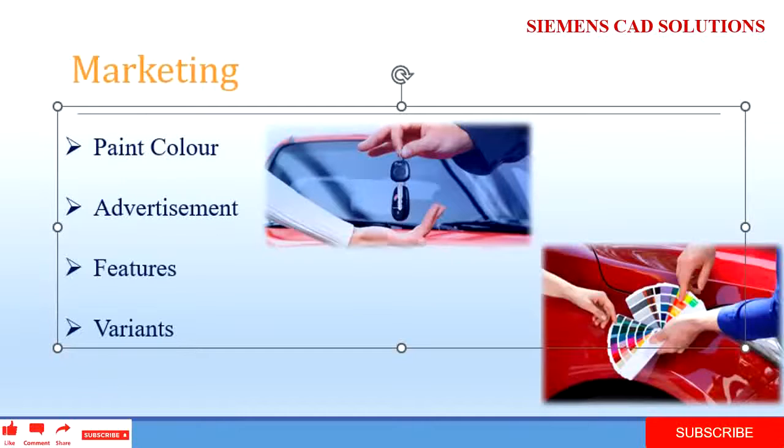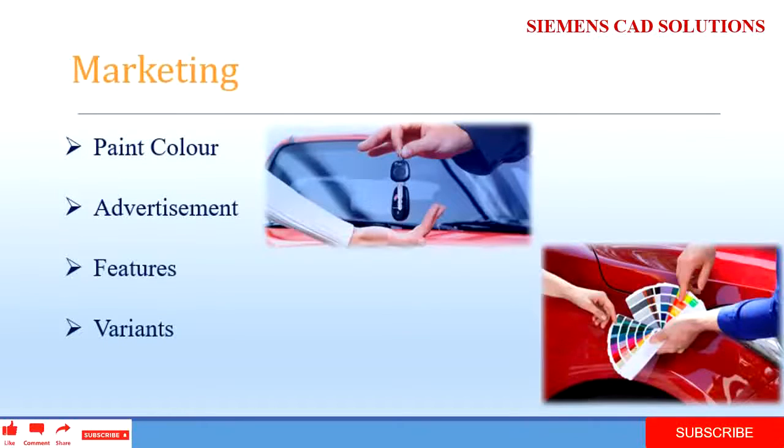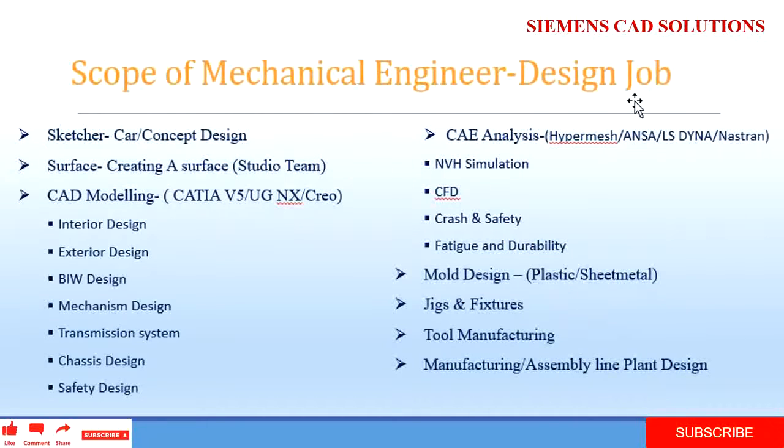So this slide talks about the scope of mechanical engineers in design. In general, we get to know about only design, where the job is only designing the plastic part or BIW. Here I have explained different design areas engineers can work in. So if you are good in concept design or car sketching, freehand sketching, you can be a sketcher and you can do the concept design.